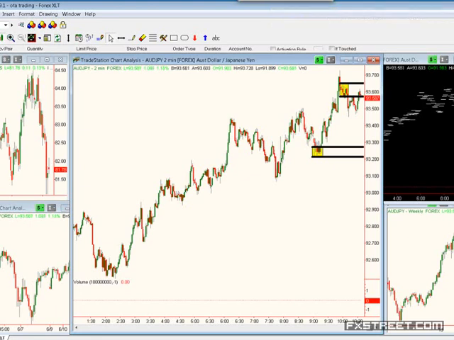Yeah, so taking out a prior high or low is great when it's right into a level. That's exactly what happened with the S&P today.